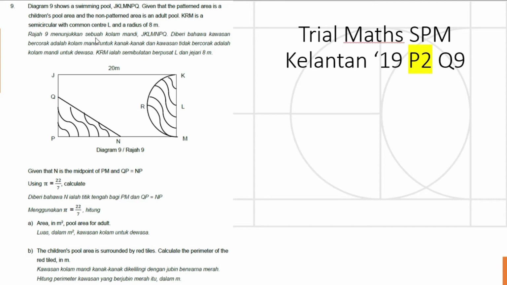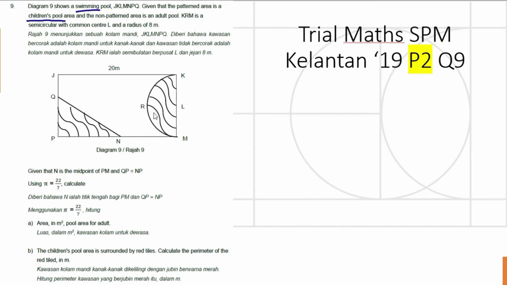Diagram shows a swimming pool J, K, L, M and PQ. Given the pattern area is the children's pool area, and the non-pattern area is the adult pool.